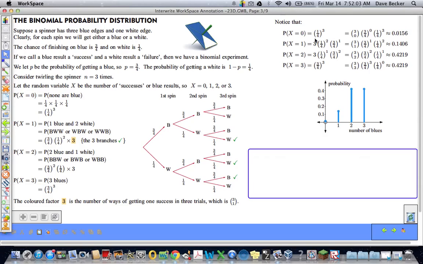Probability that X equals 0 is 1/4 cubed. Then 3 times 1/4 squared, 3/4 to the first power. Then 3 times 1/4 to the first, 3/4 squared. And then 3/4 cubed. Coefficient here, 1. Coefficient here, 3. Coefficient here, 3. Coefficient 1.